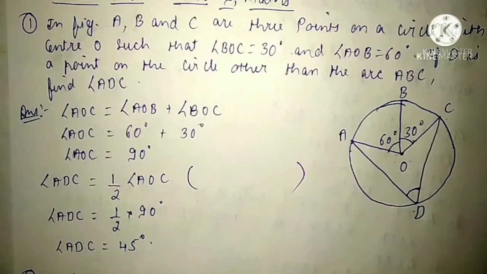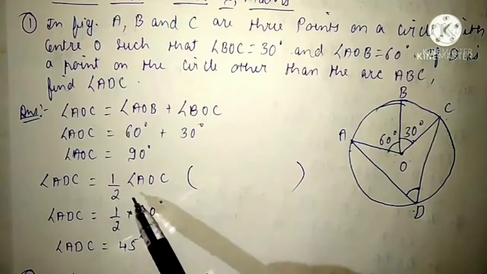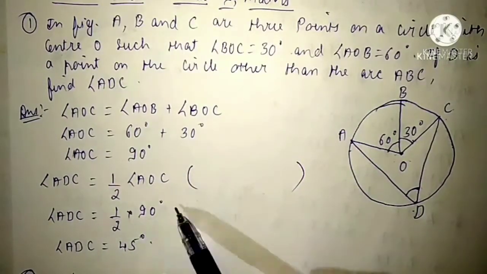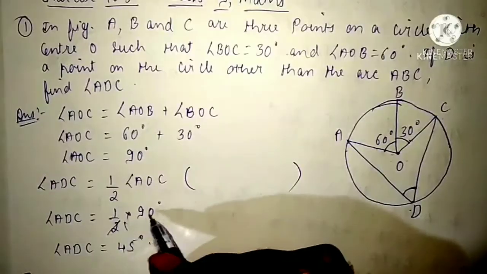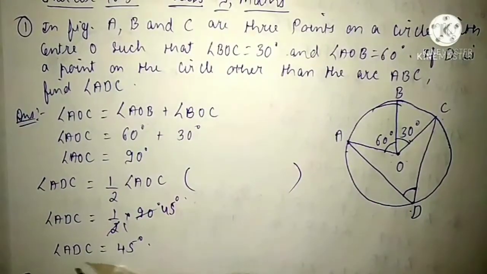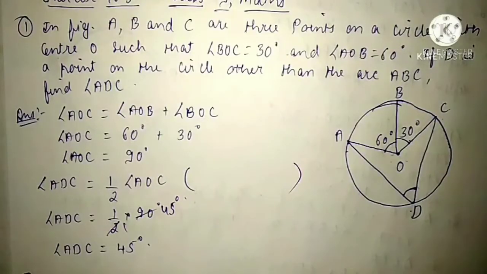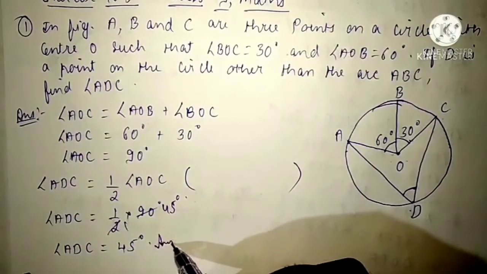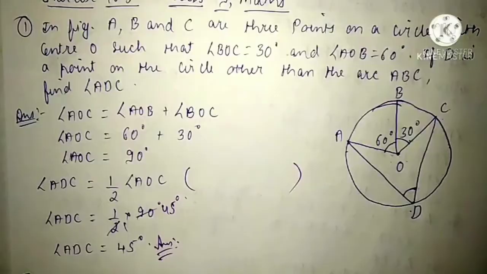Now after that, angle ADC is equal to half of angle AOC, which is 90 degrees. So half of 90 degrees is 45. So angle ADC is equal to 45 degrees. This is our answer. Now see the second question.